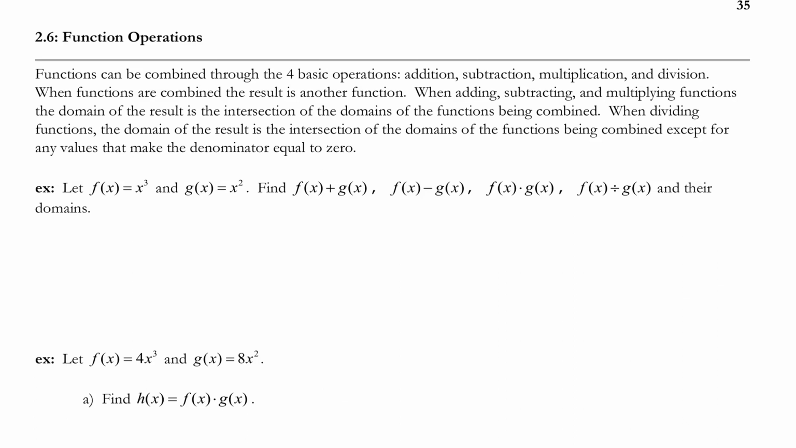Let f of x equal x cubed, and let g of x equal x squared. Find f of x plus g of x. So if I add these two together, x cubed plus x squared, now those are not like terms, so we cannot combine them. So that is it. And then their domain, well, this is a cubic function, and we know all cubics' domain is negative infinity to positive infinity.